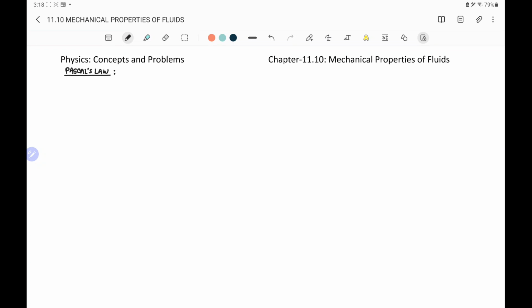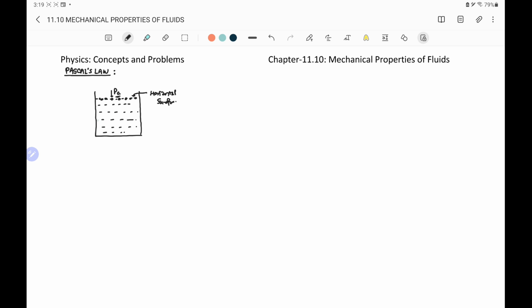Next, we have to define Pascal's law. Suppose there is a container which contains a fluid and the fluid is at rest. The upper surface, which is horizontal, has pressure equal to the atmospheric pressure. So each point on the upper surface has the pressure which is equal to the atmospheric pressure.